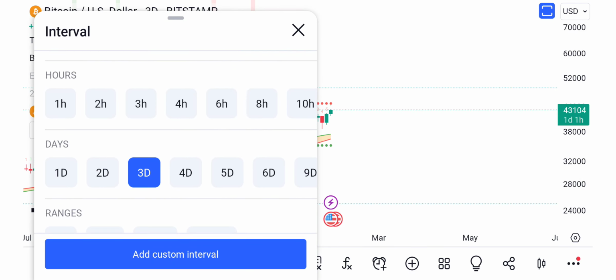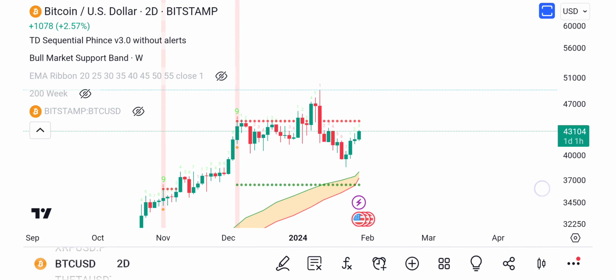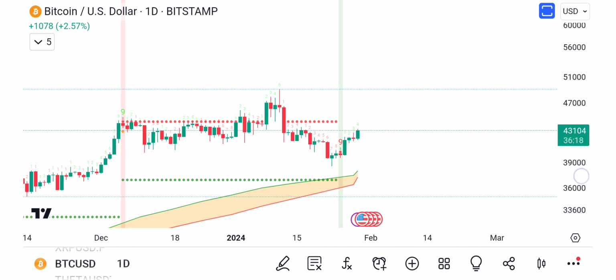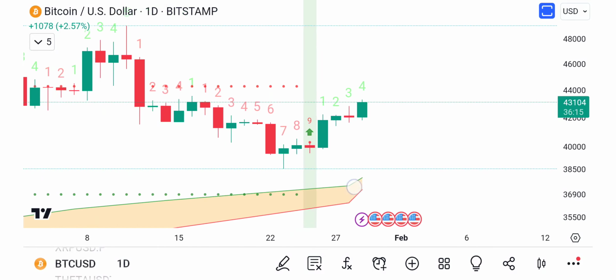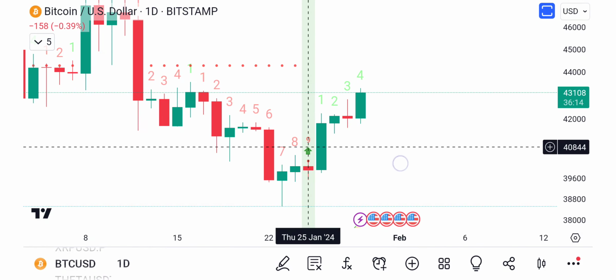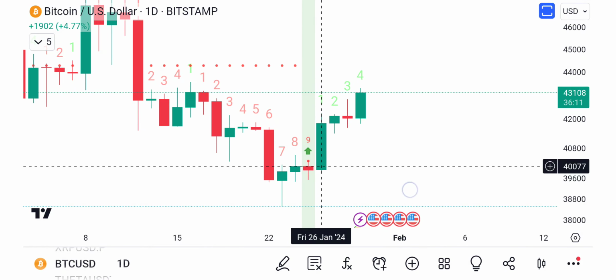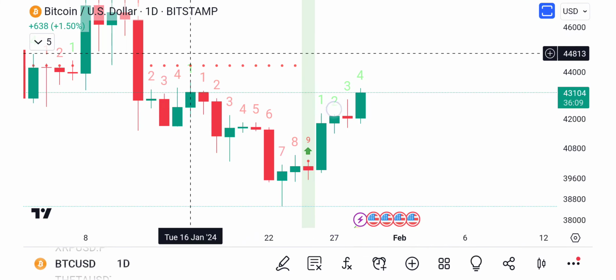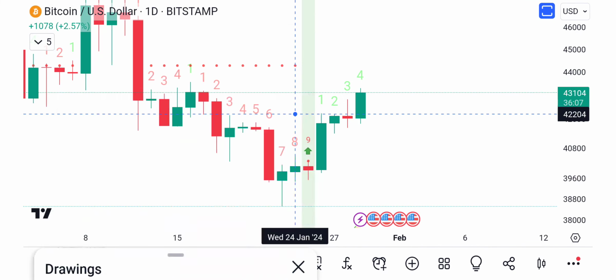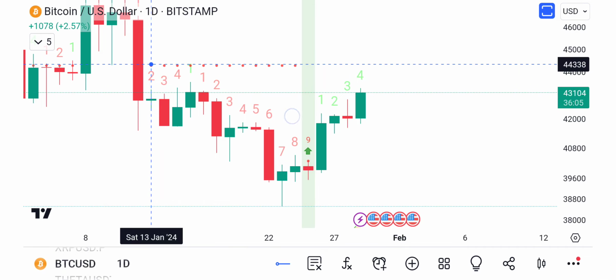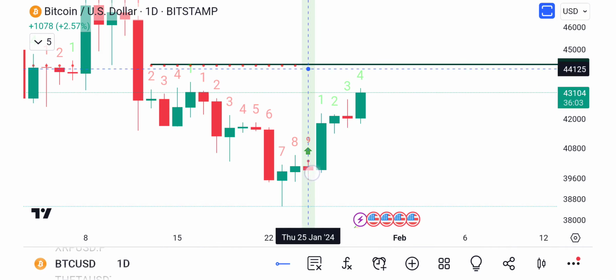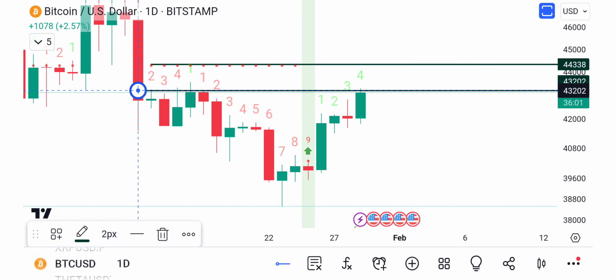Let's go to the 2-day chart. Let's go to the daily chart. Okay, look what started it. The 9. Look at that. The 9 started this kickoff. Now, you have these red dots up here, right? So that would be sort of the area of resistance, even up here.